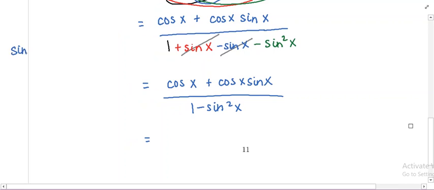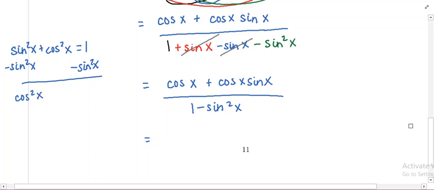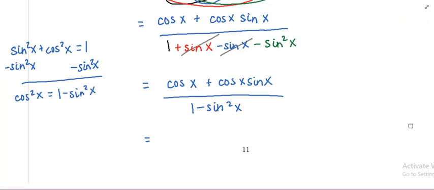Sine squared x plus cosine squared x should give us 1. So if we're trying to match up the quantity in the bottom, we need to subtract sine squared x from both sides. That tells us that 1 minus the sine squared of x is equal to the cosine squared of x. So this quantity is the same thing as cosine squared of x.